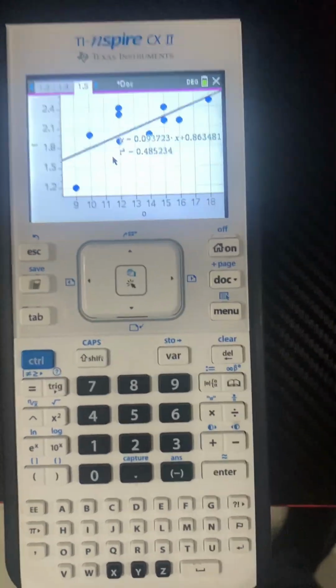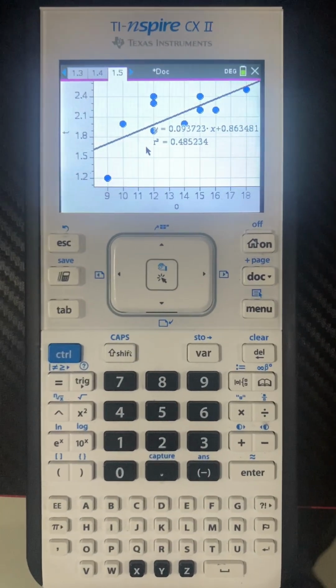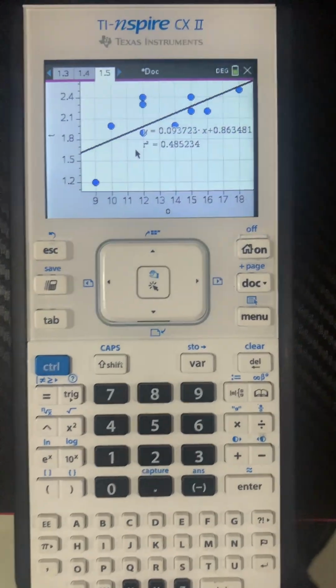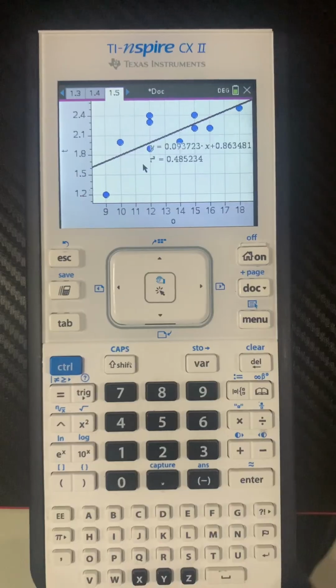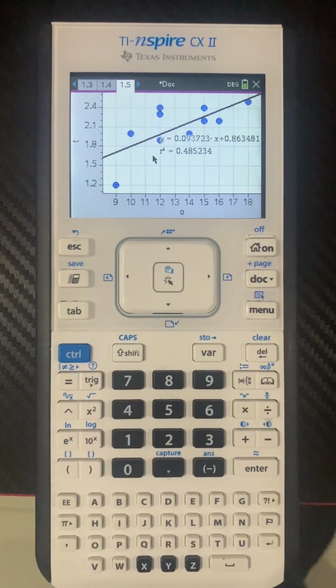So based on the value of R, which is 0.485234, we can say that the correlation of our data is weak. This is since it's in the range of 0.25 to 0.50, which means it's a weaker correlation.